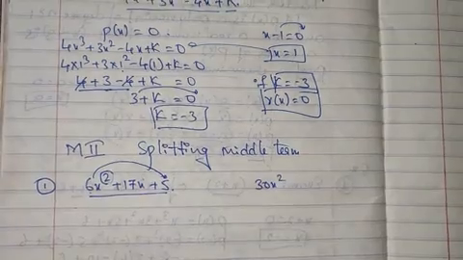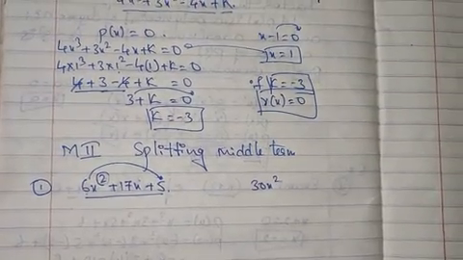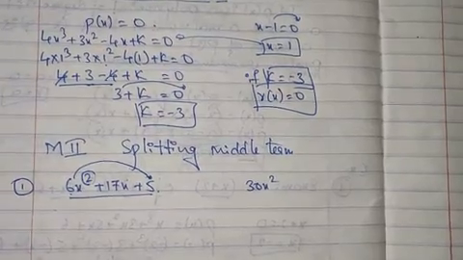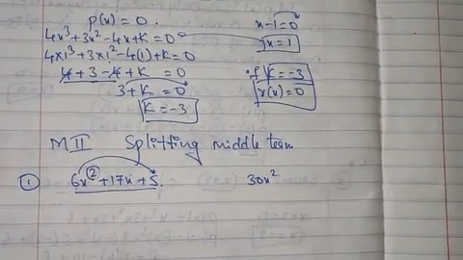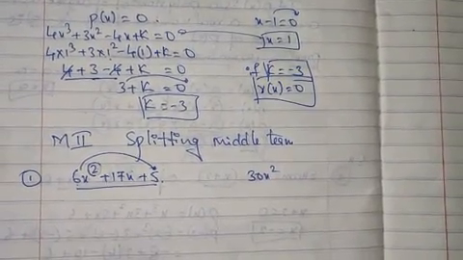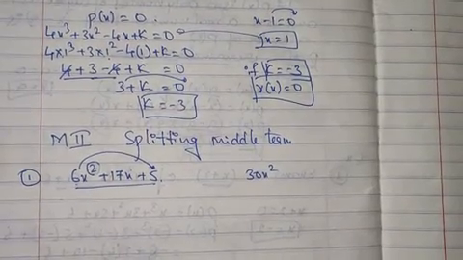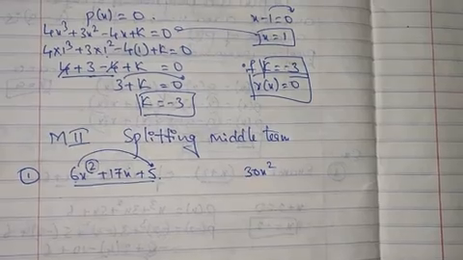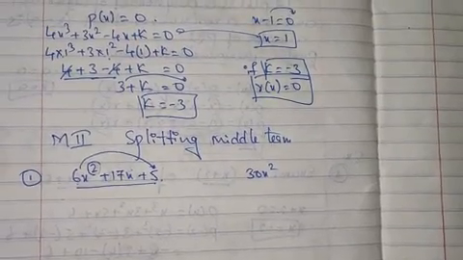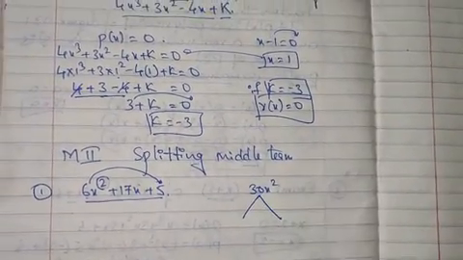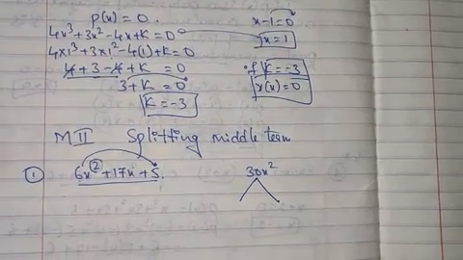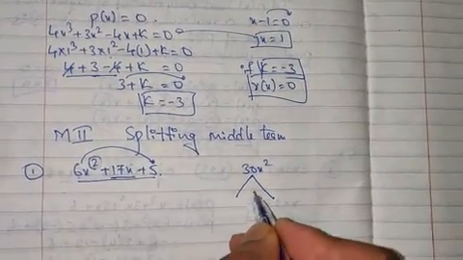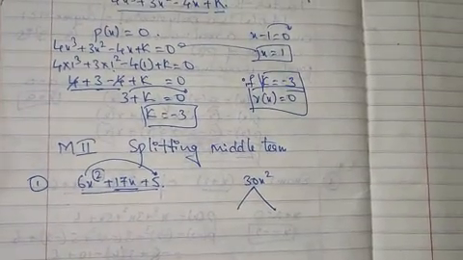What are the different factors of 30x square? If you find the factors of 30, in which tables does 30 appear? 30 appears in the 1 table, 2 table, 3 table, and it appears in the 5 table, 6 table, 10 table, and 15 table. So we have to find two factors. On adding these two, we have to get 17x. On multiplying, we have to get 30x square.